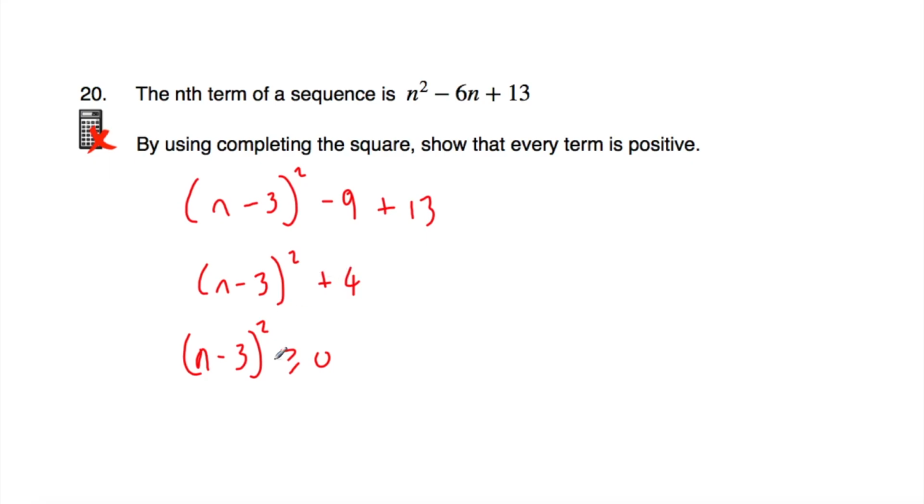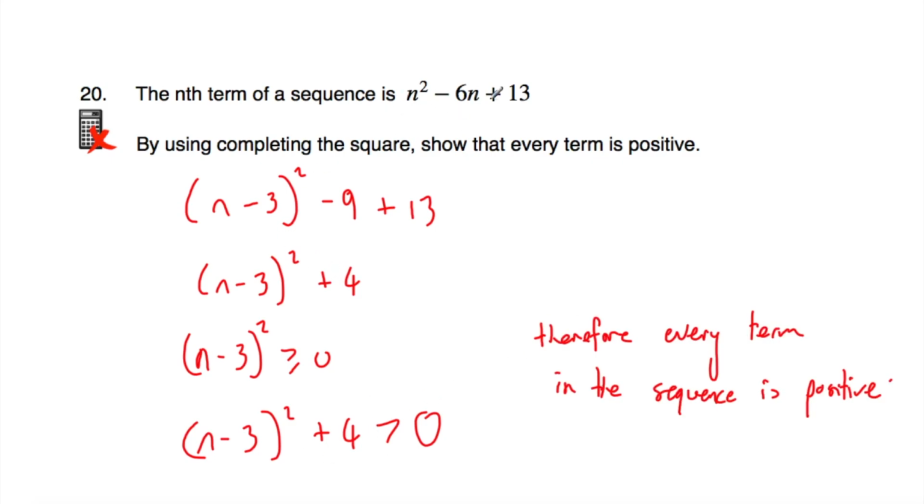Then if we add 4 to it, the lowest it can be is 0, and if you add 4, that'll be 4. So that means that (n − 3)² + 4 would always be bigger than 0. So we've got (n − 3)² + 4 is always bigger than 0. And that's fantastic, because that means that every term in the sequence must be positive. So let's write that. And that's it.